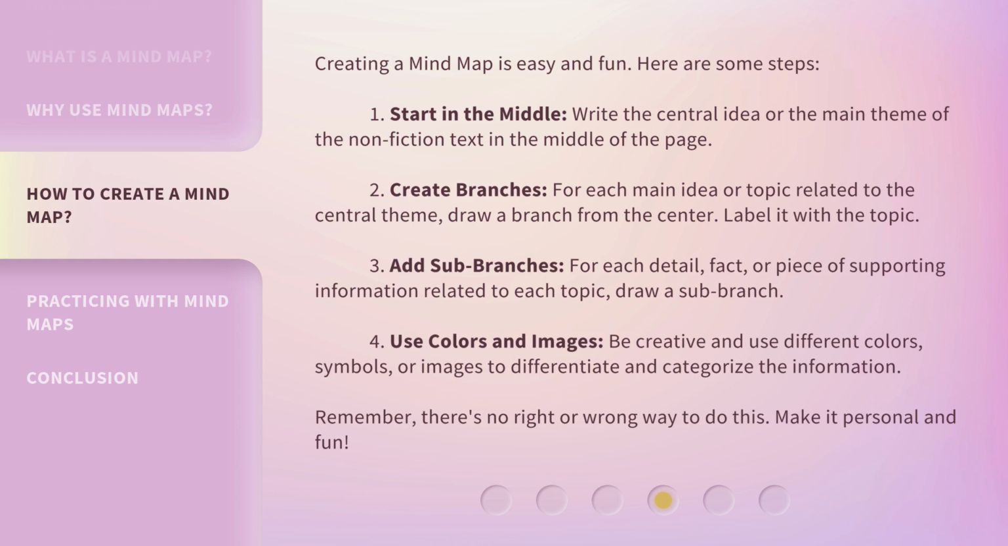3. Add sub-branches. For each detail, fact, or piece of supporting information related to each topic, draw a sub-branch. 4. Use colors and images. Be creative and use different colors, symbols, or images to differentiate and categorize the information. Remember, there's no right or wrong way to do this. Make it personal and fun.